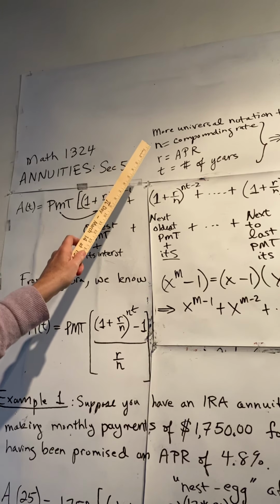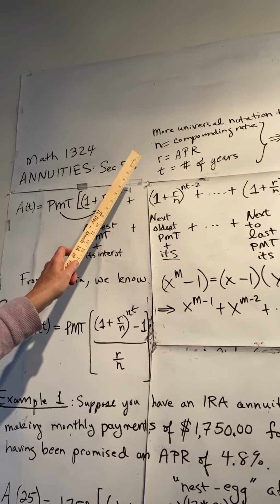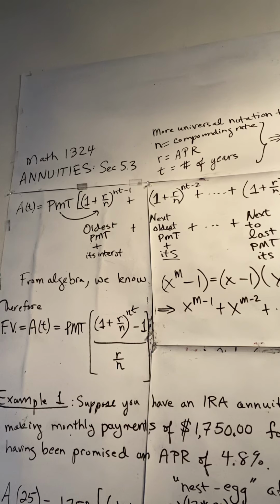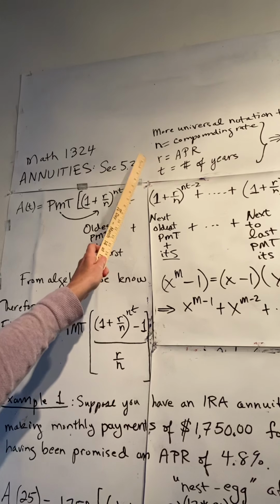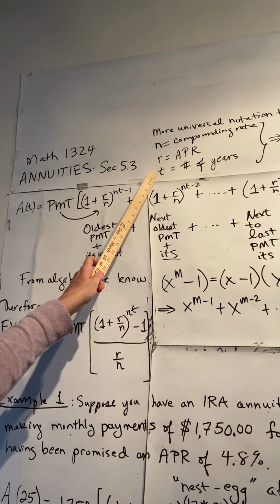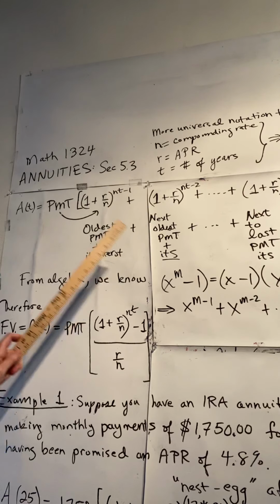So if N is the compounding rate, the number of times your account is compounded, meaning compounding means the balance is multiplied by a number greater than 1, so the balance is increasing. Compounding is a good thing. R, as always, is the APR, the annual percentage rate, and T, as always, is the number of years. So if that's the case, look what happens.